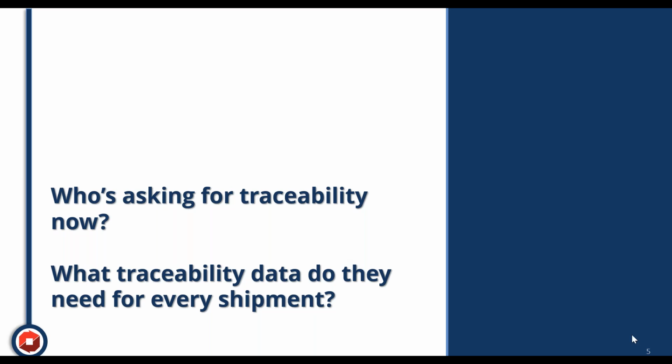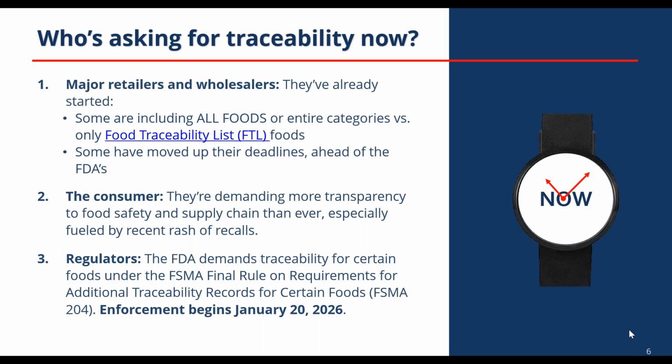How do you deal with traceability for every shipment? So today, who's asking for traceability? Well, that list is growing, right? Major retailers and wholesalers, they've already started. Some of them are focused just on the food traceability list or the FSMA 204 section of products, but many are moving beyond that. Some majors like Kroger and Walmart are tracing all food.